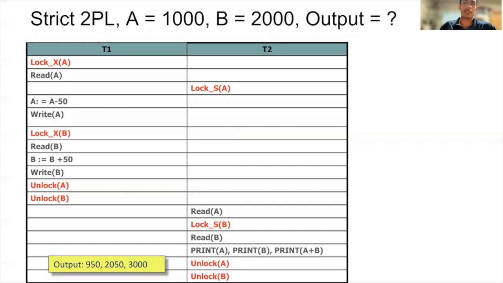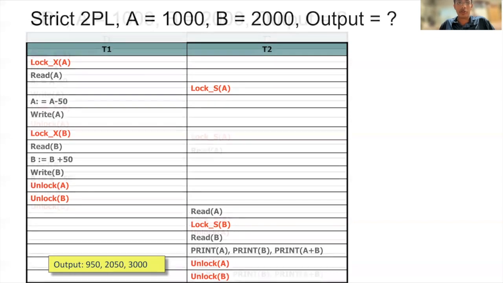Now, in strict two-phase locking, what would happen? In strict two-phase locking, essentially we would first lock A, and then we would lock B. Well, we lock A, read, update, write A, lock B, read, update, write B, and then unlock A and unlock B. Only after that would T2 get to operate on any of the resources A or B. And this would essentially be the strict 2PL implementation of it.